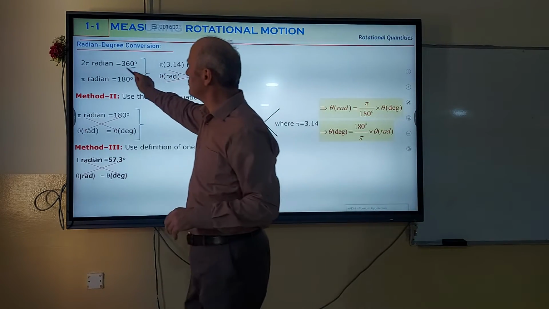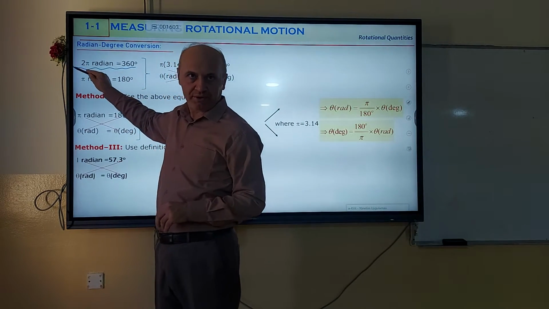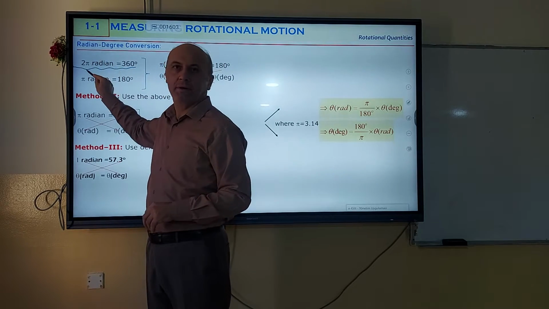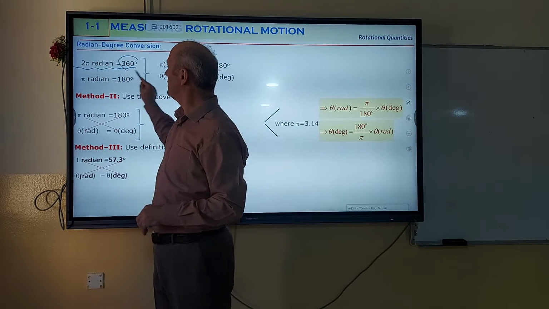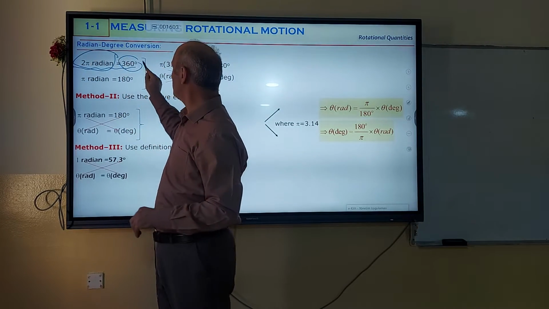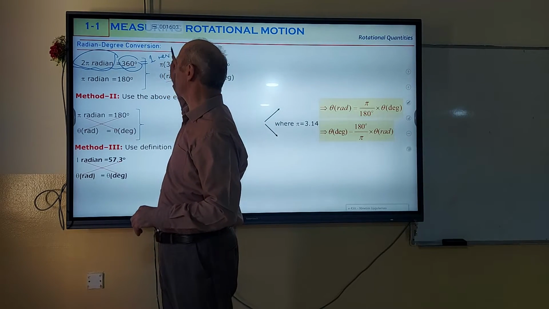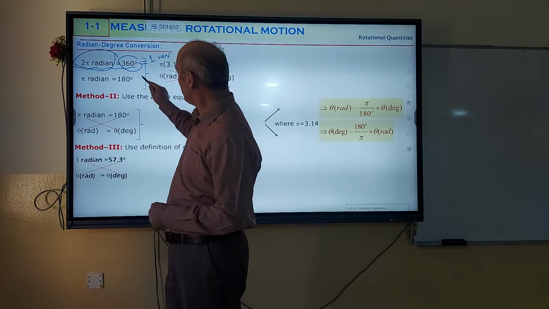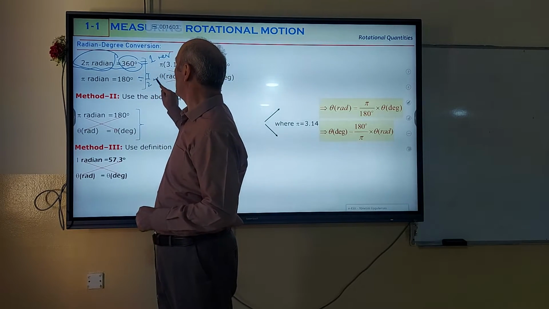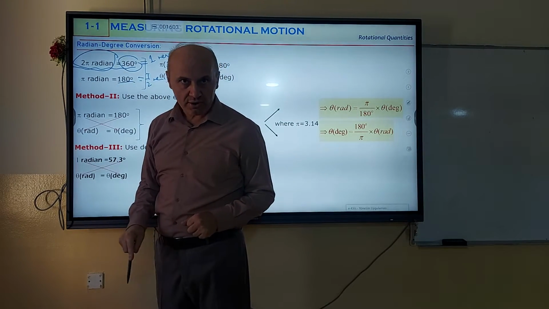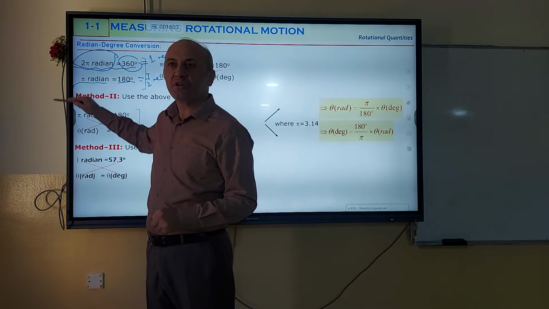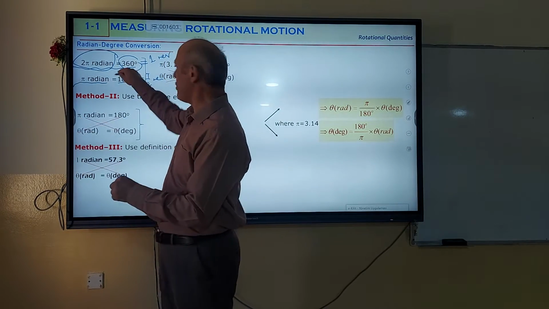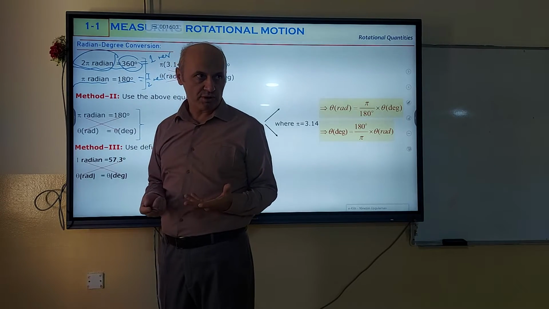The measure of one circle is how many radians? 2 pi. At the same time, it is equal to 360 degrees. This is equal to 1 revolution. The measure of 1 revolution, 1 circle. Half a revolution is what? 180 degrees, which is pi. You can use any of them for conversion.